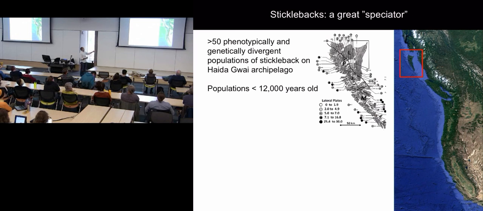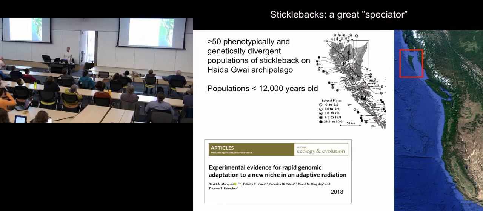There are more than 50, estimated up to 100, populations of distinct sticklebacks in that archipelago, many of which could be recognized as biological species. And all these populations are less than 12,000 years old, since the last glacial maximum. So some folks have even taken to considering this an actual adaptive radiation. Here's a paper that was published just last year, looking at genomic divergence in this adaptive radiation of sticklebacks within this island system.